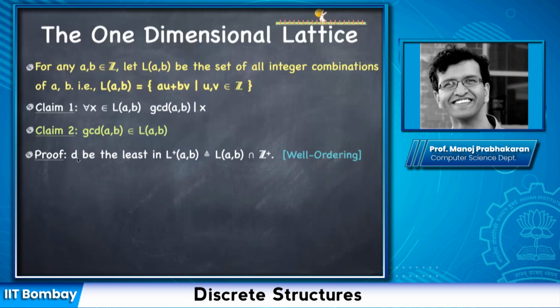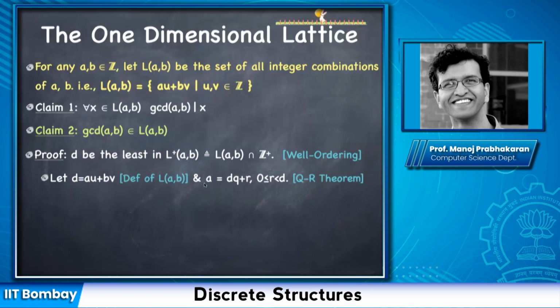So I can apply the well ordering principle and say it has a least element. Let that least element be D. Now D is in this L plus (A,B), and therefore in L(A,B). So it has the form AU plus BV for some integers U and V.